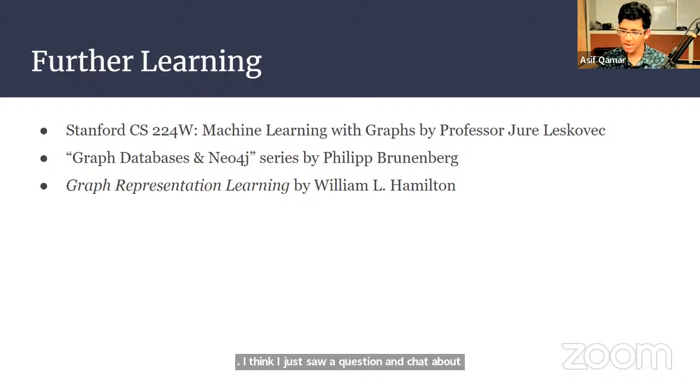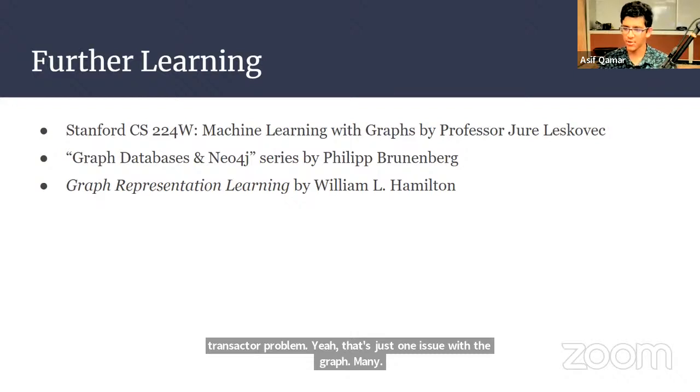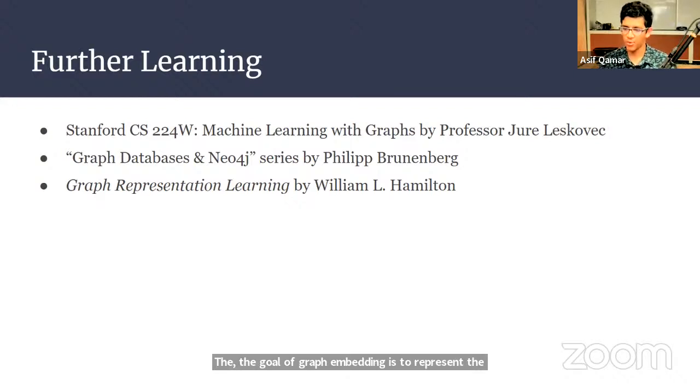I think I actually just saw a question in chat. So how does graph embedding solve the transductive problem? The graph embedding that we were talking about here is still using the shallow encoding system like the node embedding, so it doesn't quite address the transductive problem. That's just one issue with graph embedding. The goal of graph embeddings is to represent the graph as a whole. It's still using the shallow encoding system, but it's better at representing the graph at a higher level as compared to node embeddings.